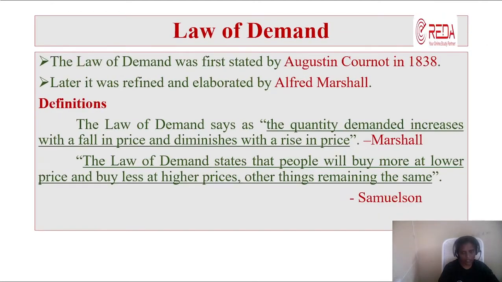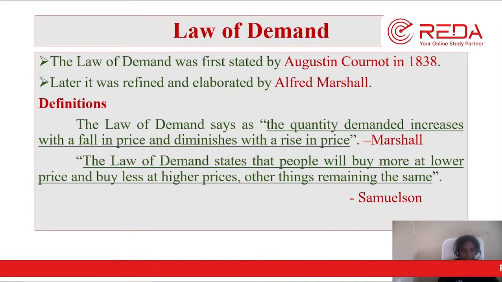Now we'll see the law of demand. We have seen what demand is. Now we are going to see the law of demand, the process in decision making to purchase, decision making in consumption. This law of demand was earlier stated by Augustine Cournot in the year 1838. Later it was elaborated and redefined by Alfred Marshall.